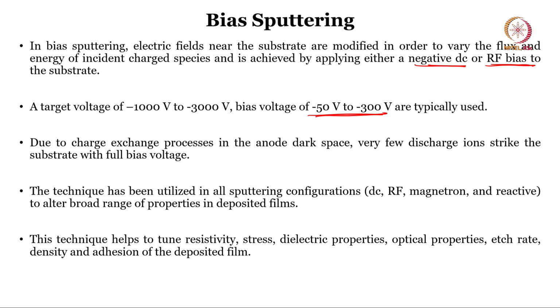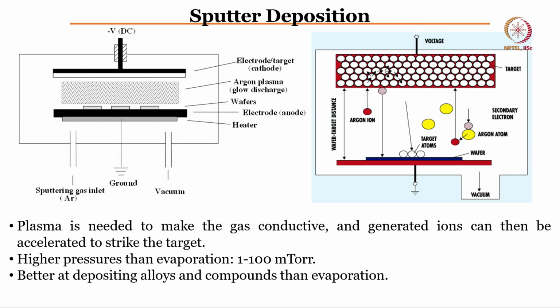The technique has been utilized, which one? Bias sputtering in all DC, RF, magnetron and reactive sputtering to alter a broad range of properties in the deposited films. Now, the advantage of bias sputtering is that we can tune the resistivity, stress, density, optical properties, etch rate, and adhesion of the deposited films. This is how sputter deposition works.